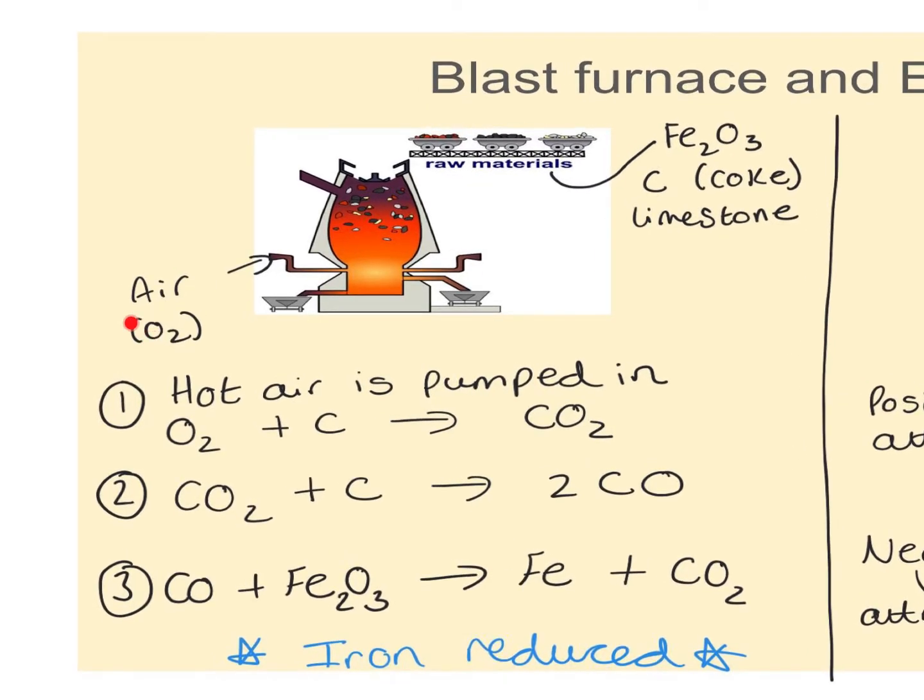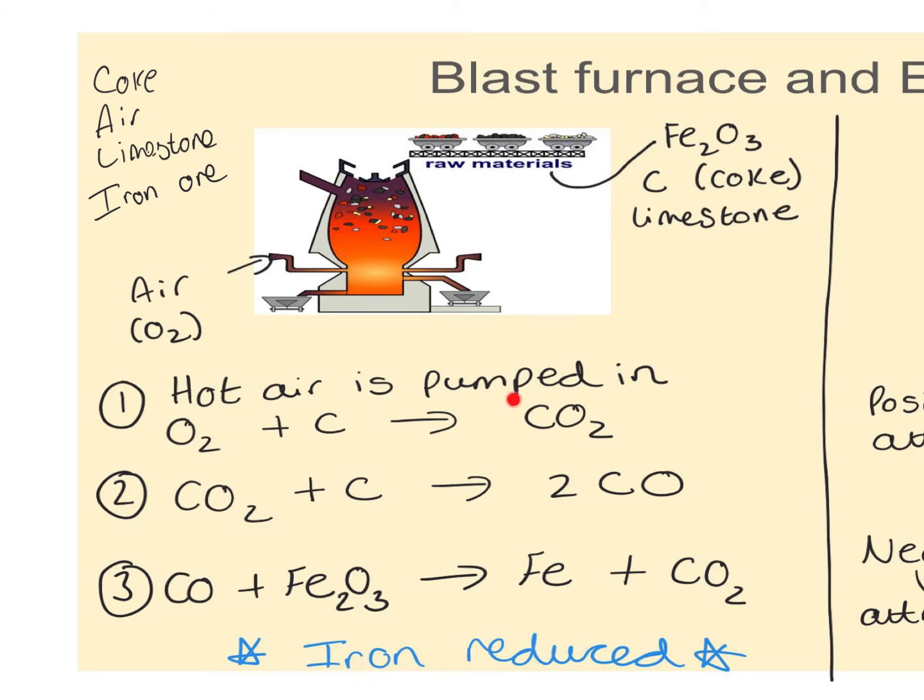First off, there are 4 raw materials. It spells out CALI, if that helps anyone remember the raw materials. So you've got coke, air, limestone, and iron ore. Okay, if that helps anyone remember them. 3 of the raw materials go in at the top, and then air comes in at the bottom.